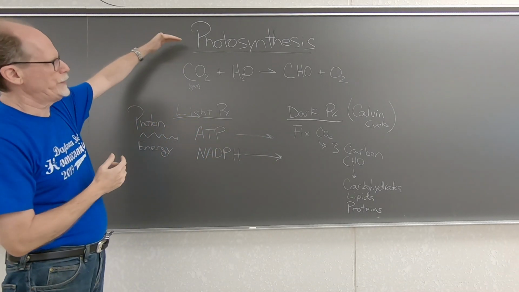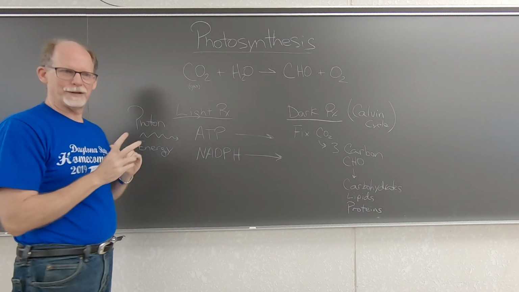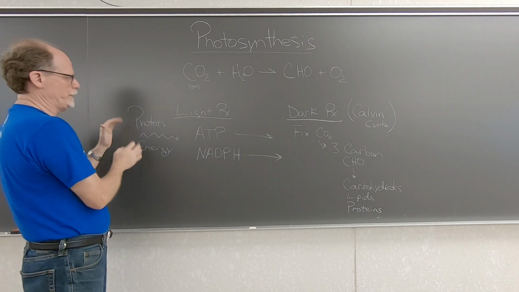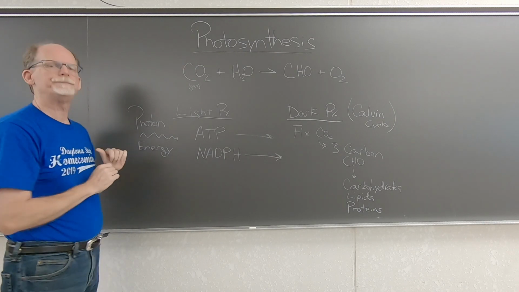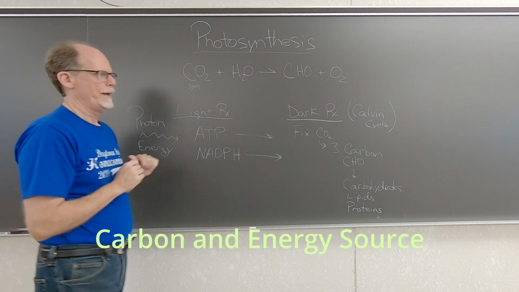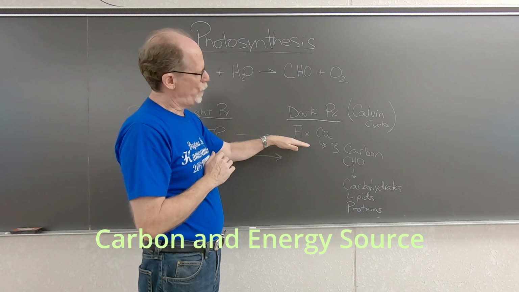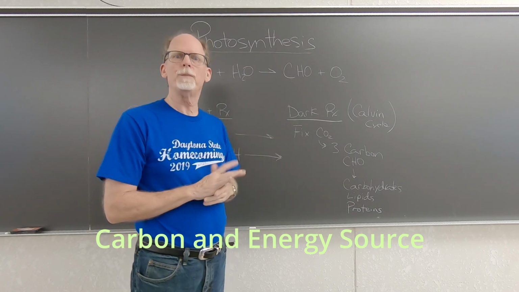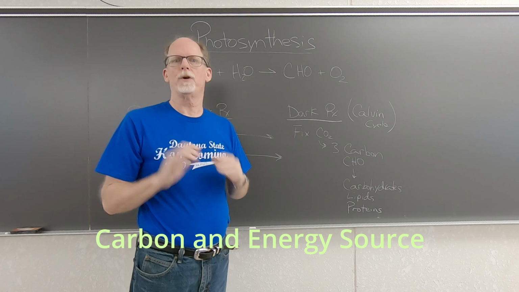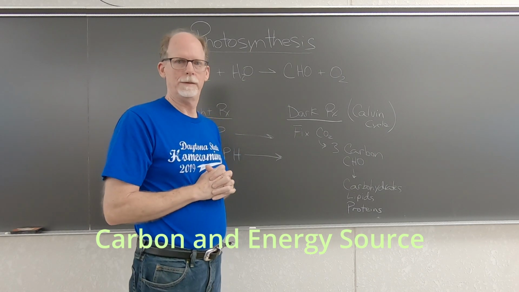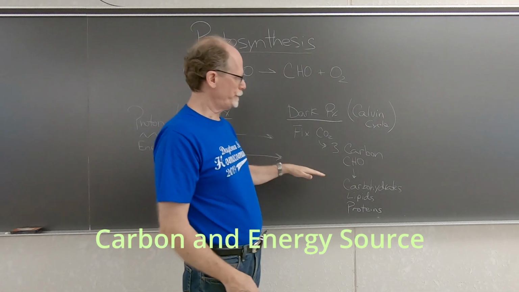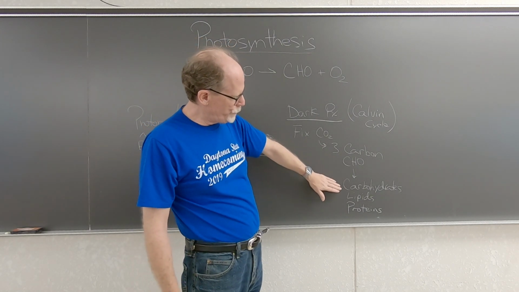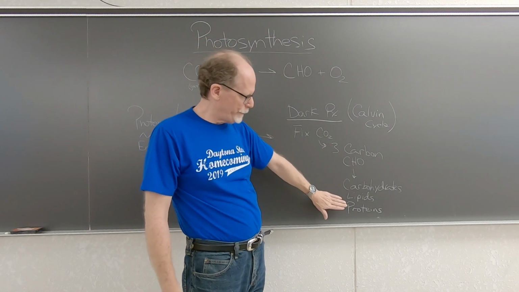So in photosynthesis, there's two big concepts. Your energy source in photosynthesis is a photon or light. And then in organisms that use photosynthesis, when they fix CO2, that is their carbon source, right? So the carbon source can be used to make carbohydrates, lipids, and proteins, right?